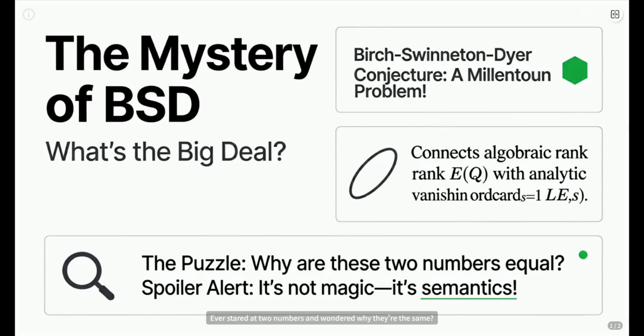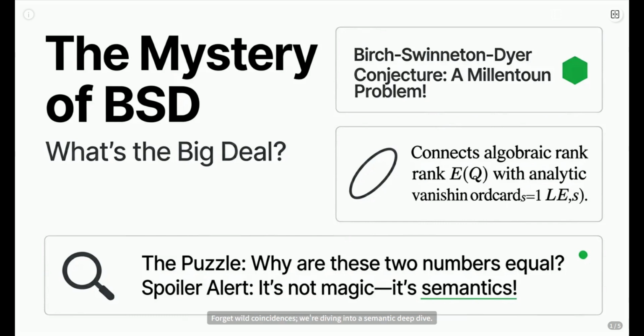Ever stared at two numbers and wondered why they're the same? That's the Birch Swinnerton-Dyer conjecture for you. An algebraic rank, a count of independent points on an elliptic curve, equals an analytic vanishing order, how fast its L-function hits 0 at s equals 1. It's like finding out your shadow and your reflection are secretly the same person.